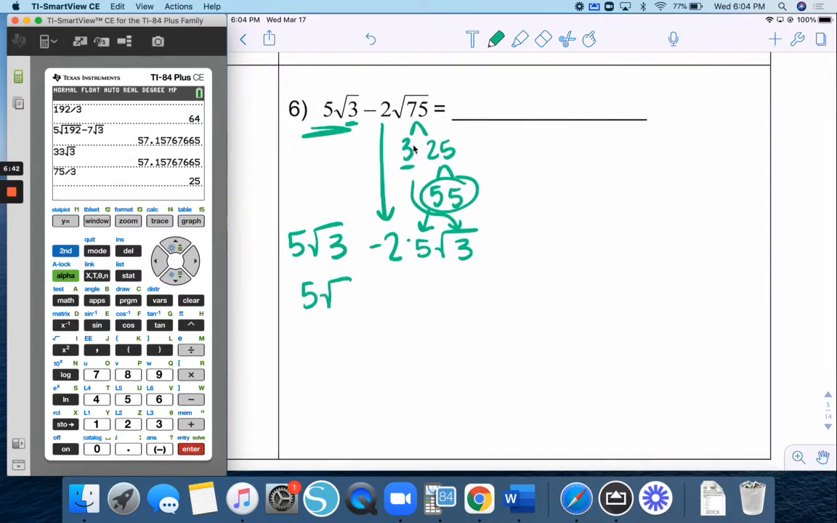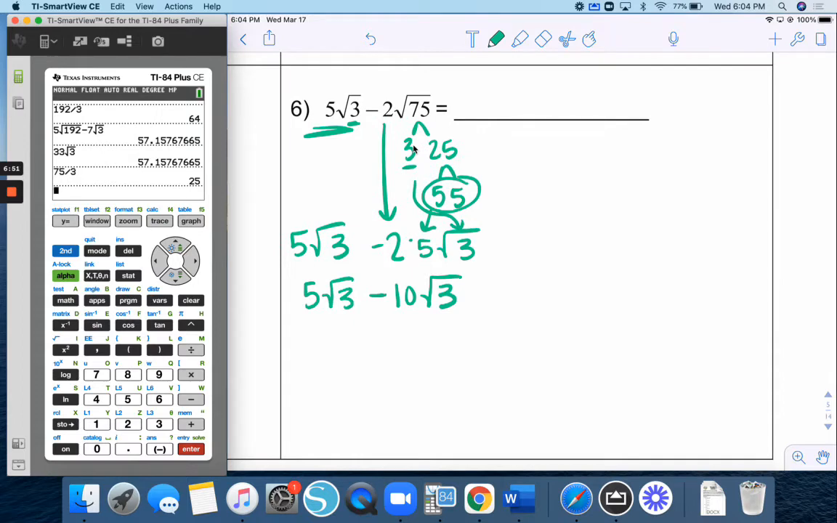So in front, 5 square roots of 3 hasn't changed. 2 times 5 is 10. So I have 5 square roots of 3, and I'm taking away 10. So that would leave me with a negative 5 square roots of 3. And again, do a quick check as that finishes loading.